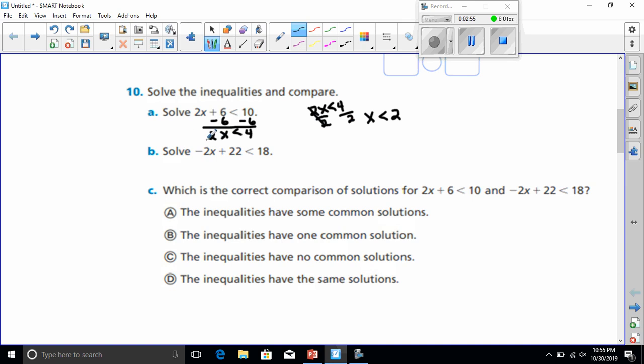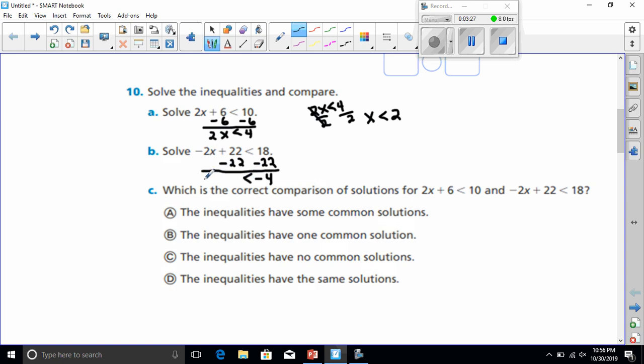Now they tell me to solve b. This time they put negative 2x plus 22 is less than 18. Well, once again, I have to get my numbers on the other side from where my letter is. So I'm going to subtract 22. Whatever I do to one side, I'll do to the other. Negative 22 and 18, that's going to be negative 4. And it's still less than.